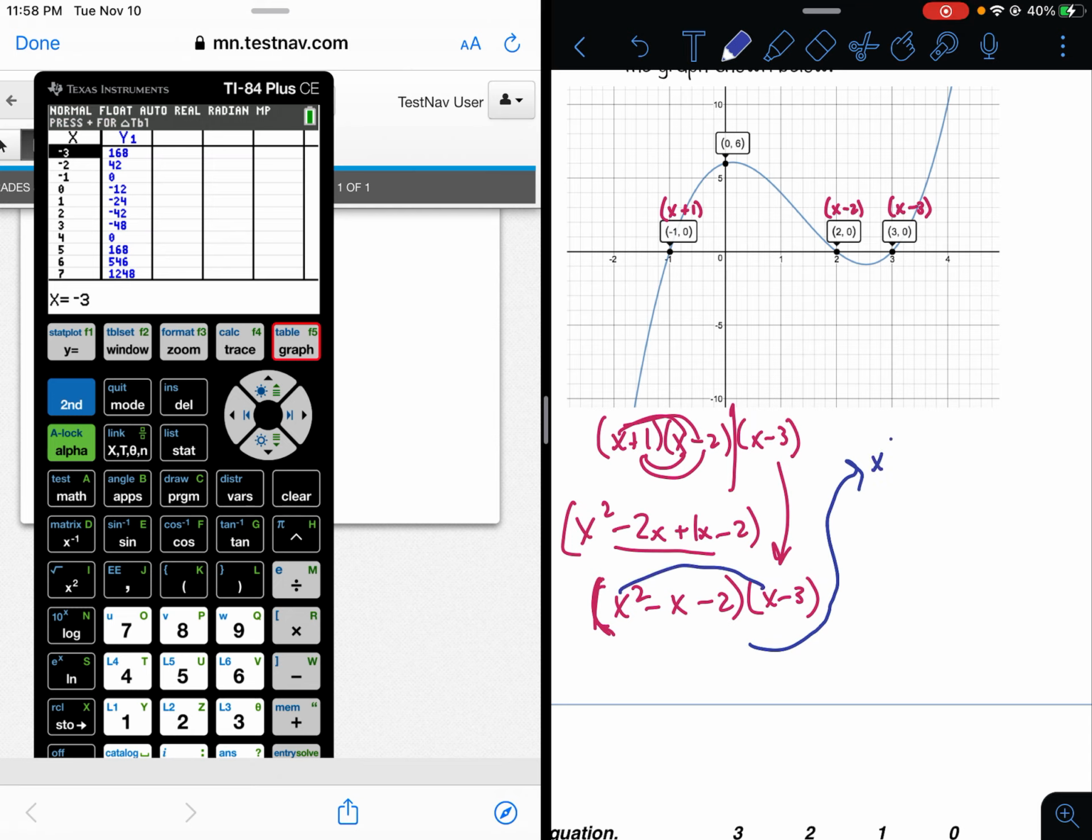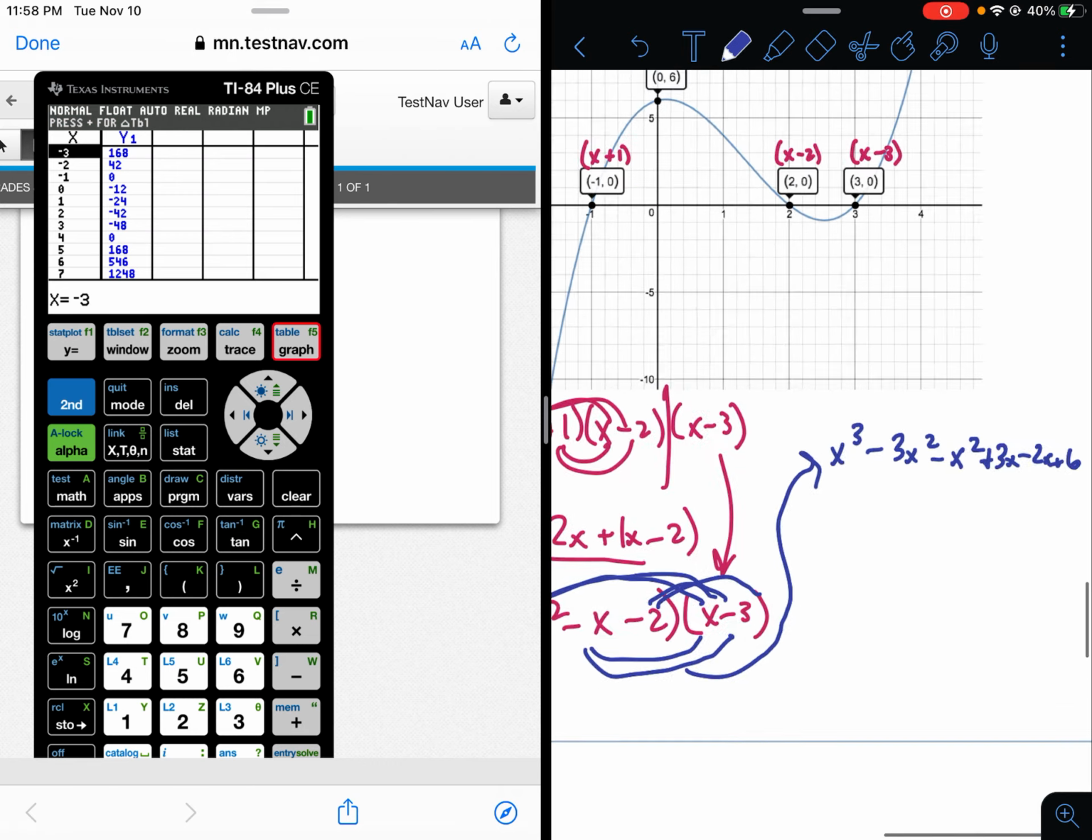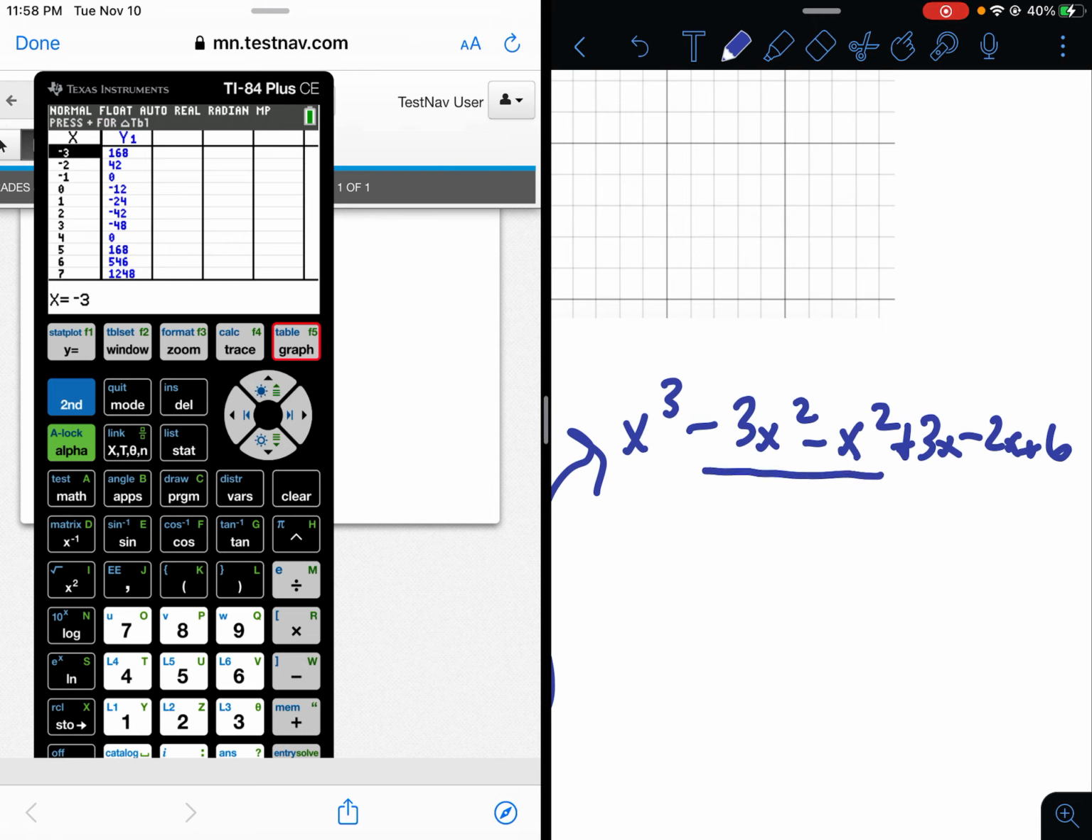So x squared times x is x to the third. X squared times negative 3, negative 3x squared. Negative x times x is negative x squared. Negative x times negative 3 is positive 3x. Negative 2 times x is negative 2x. And negative 2 times negative 3 is positive 6. I'm going to go over here and combine like terms. So I get x to the third. Negative 3x squared and negative x squared is negative 4x squared. 3x minus 2x is 1x. And then plus 6.